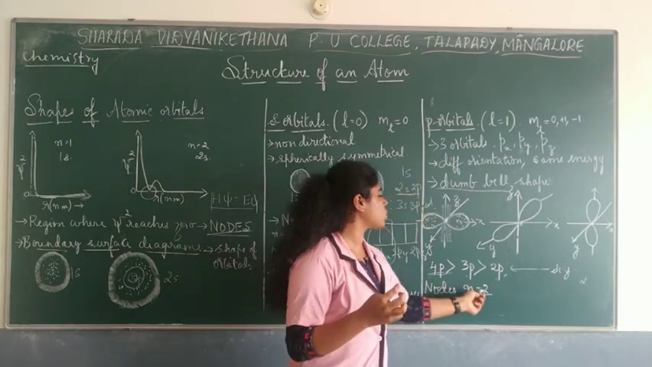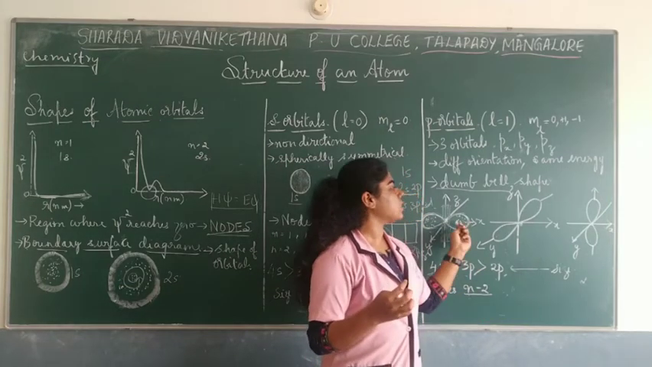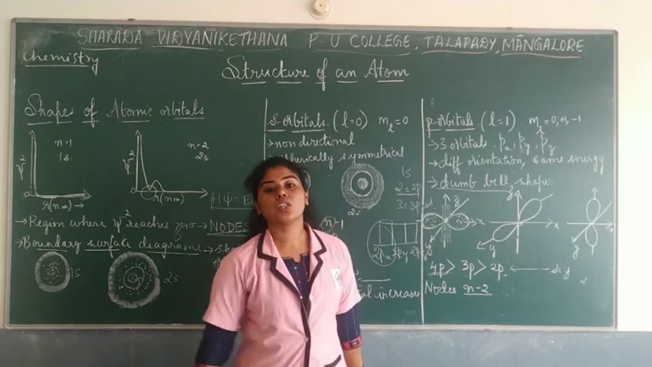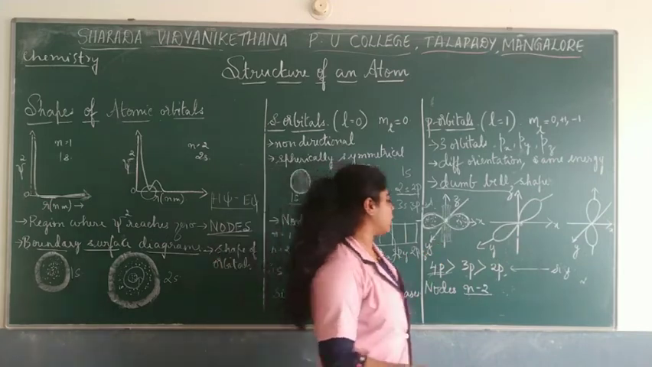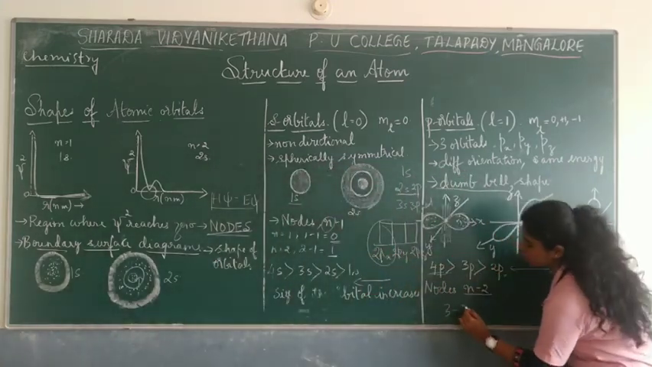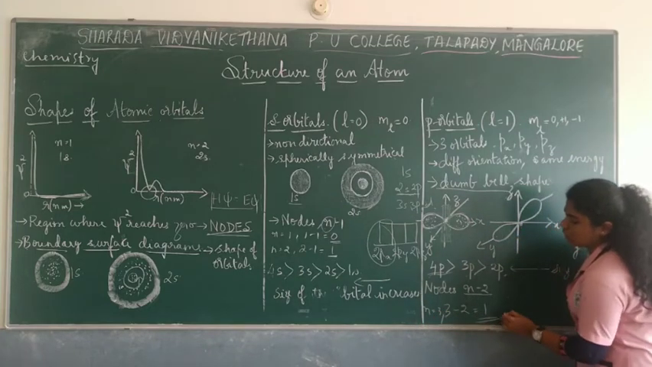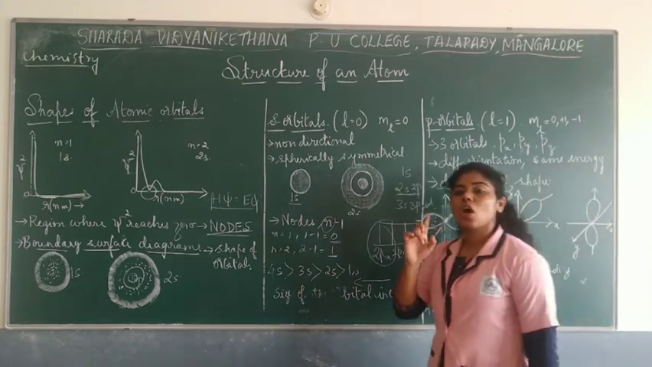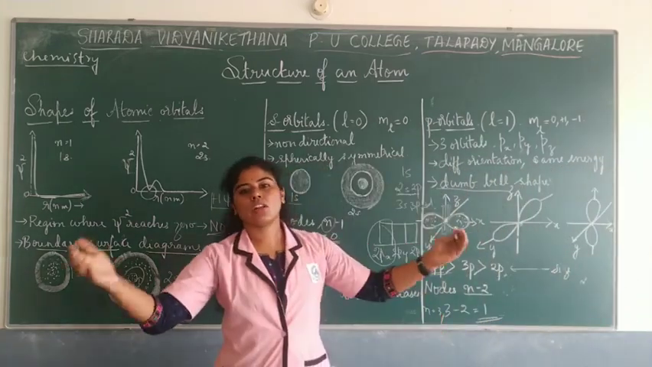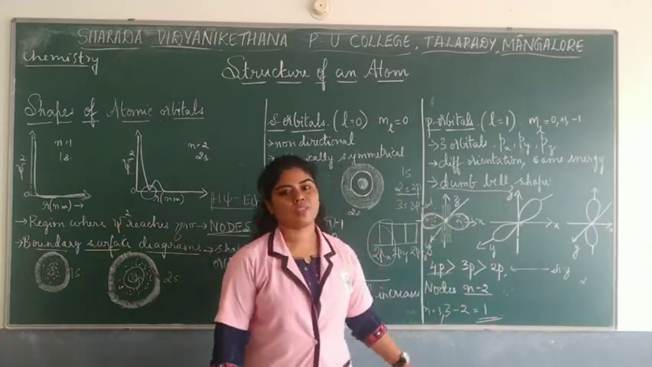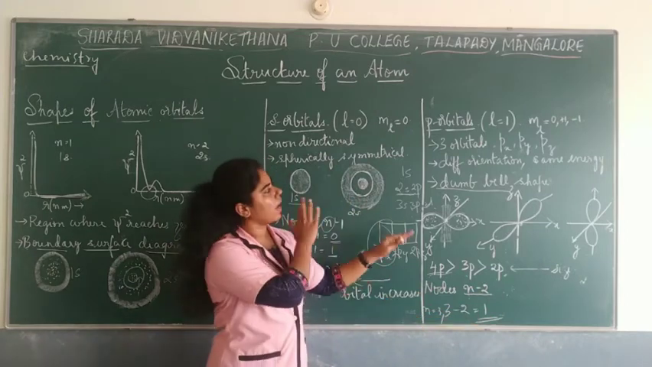So 2 minus 2 will be 0. So there are 0 nodes for the 2p orbital. If n is equal to 3, 3 minus 2 will be 1, which denotes that it has 1 node. In the same way it goes on. So 4 has 2 nodes, 5 has 3 nodes. In this way it goes on.